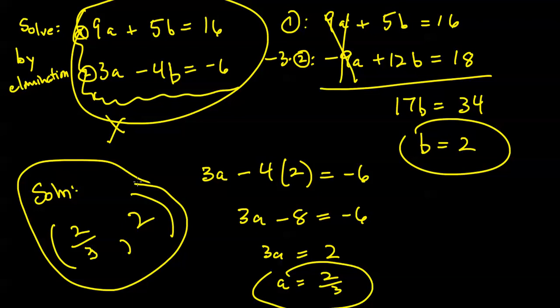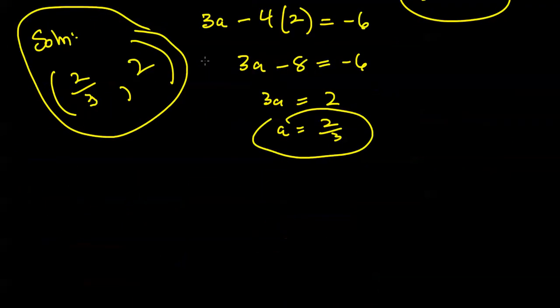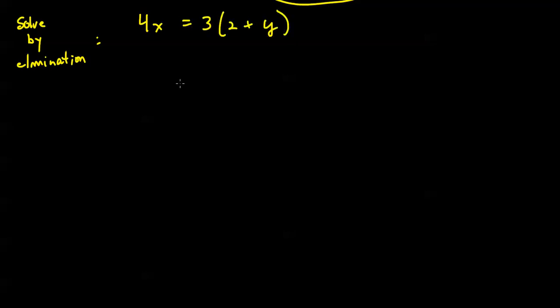Alright, up the ladder we go. Let's try another one. Solve. Again, I'll specify by the elimination method. We've done 2 already. Top equation: 4x equals 3 times 2 plus y. And the bottom equation, 3 times x minus 10 equals minus 2y.